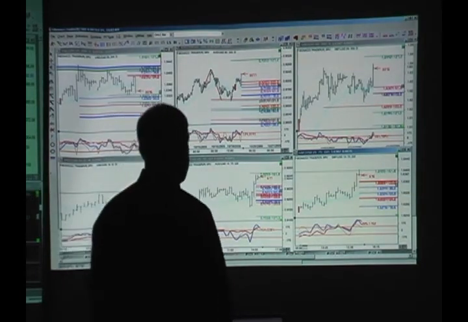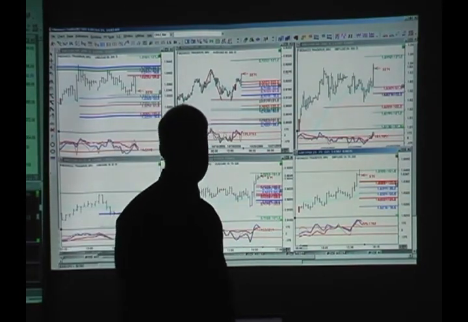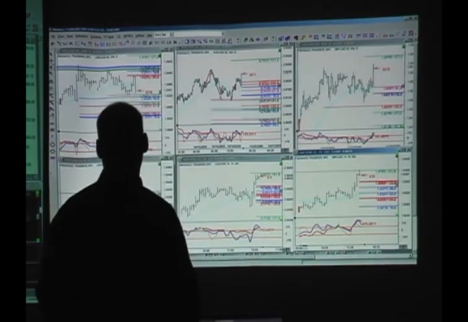And I know there's some traders here who are very successful longer term, and they're here just to get some tips, some nuggets. You know, that's great too.